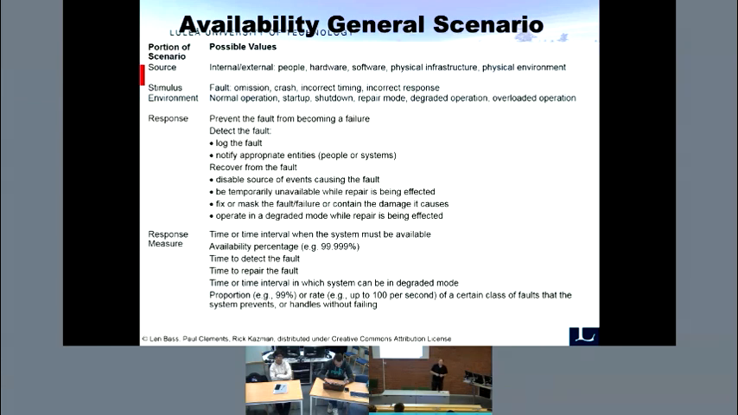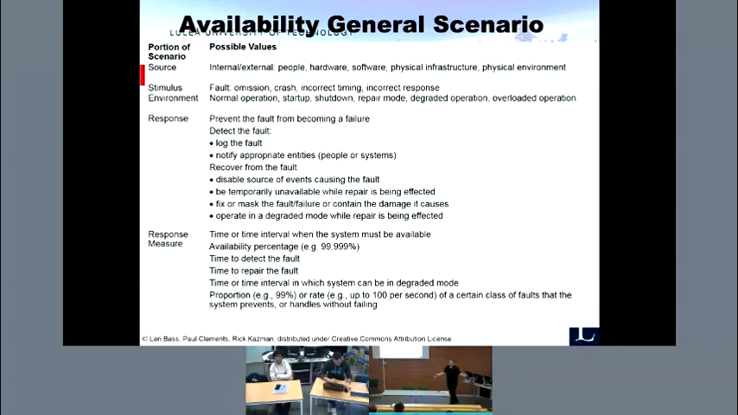Okay, let's continue. This is actually from the book, some examples they thought of. So source, and this is a general thing: internal, external, people, hardware, software, physical infrastructure, physical environment. So that's where things can happen. It's very general. Things that can go wrong, the stimulus: mission crash, incorrect timing, incorrect response. The environment in this case, they said normal operations. In normal operation, a number of things can happen: at startup, shutdown, repair mode, degraded operation, overload operation. So these are the different working environments that the product can be in. Their definition in this particular case is kind of in terms of software states, I suppose.